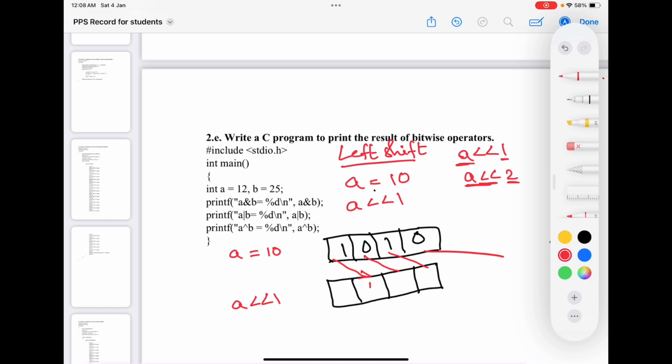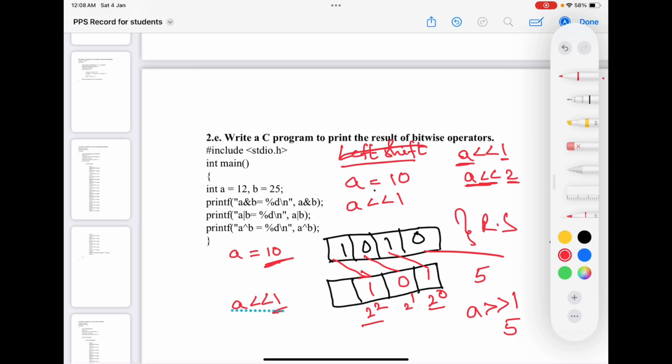Now the answer is 101. 2 power 0, 2 power 1, 2 square: 4 plus 1 is 5. The right shift of 10 by 1 bit position, A right shift 1, is 5. This is about right shift.